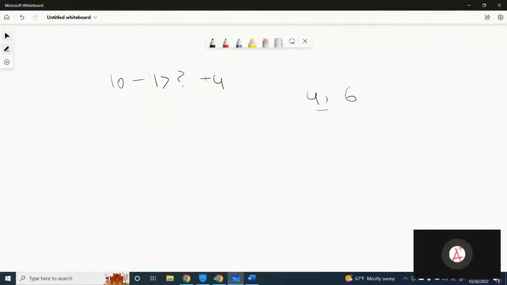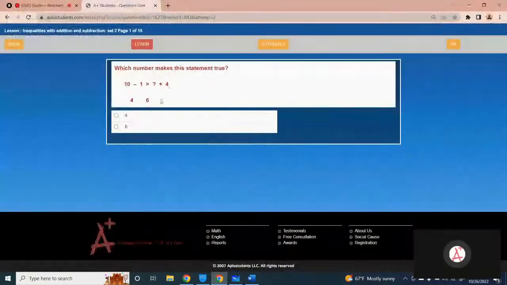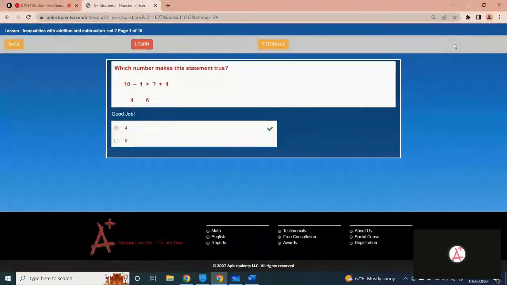Let's start with the first option. 10 minus 1 is 9. Replace the missing number with 4. So 4 plus 4 is 8. 9 is greater than 8. Yes or no? Yes, 9 is greater than 8. That means the correct option is 4. Got it? Just select the correct option and then click on the OK button.